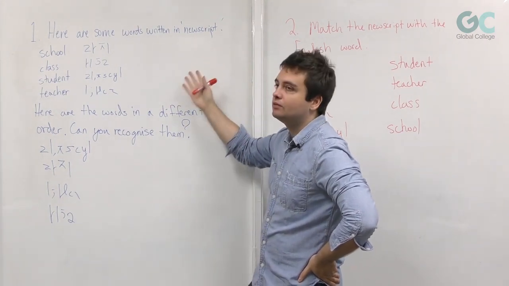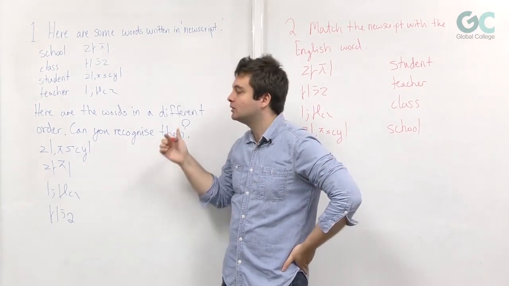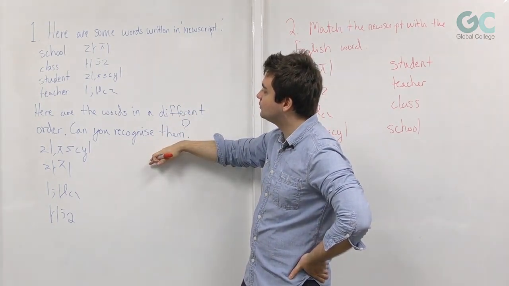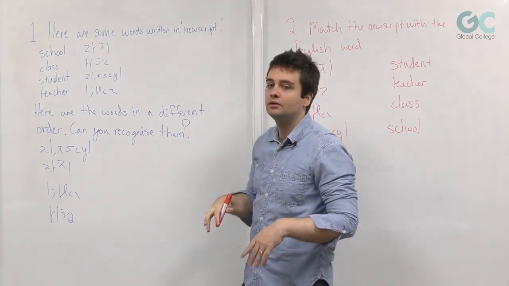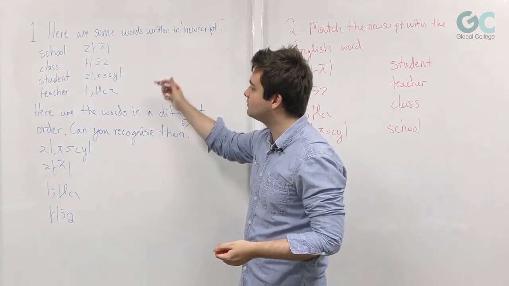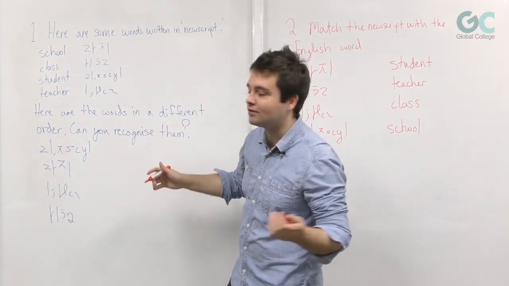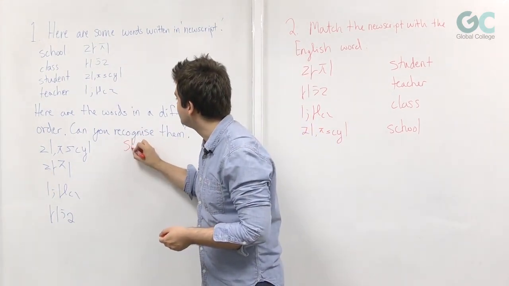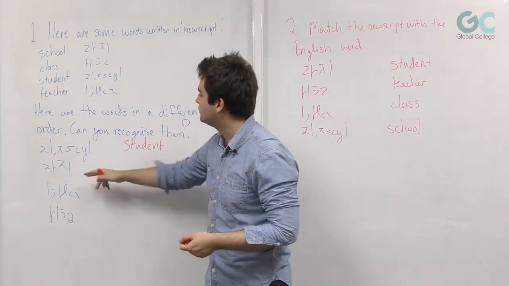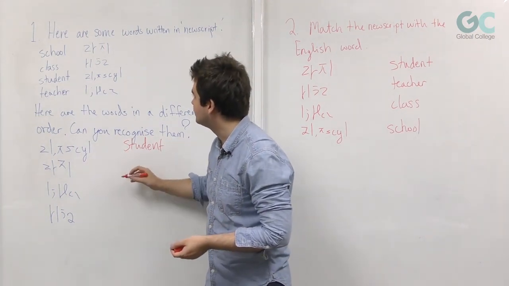And then after you give them some time to try to memorize it, move on to the second part of number 1. Here are the words in a different order. Can you recognize them, right? So you guys should try this. Can you recognize these words? Now, of course, I can see them from up here. Obviously, this is not very hard for me, but of course, you've got student, and then you've got this word that kind of looks like Korean, but it's not Korean.